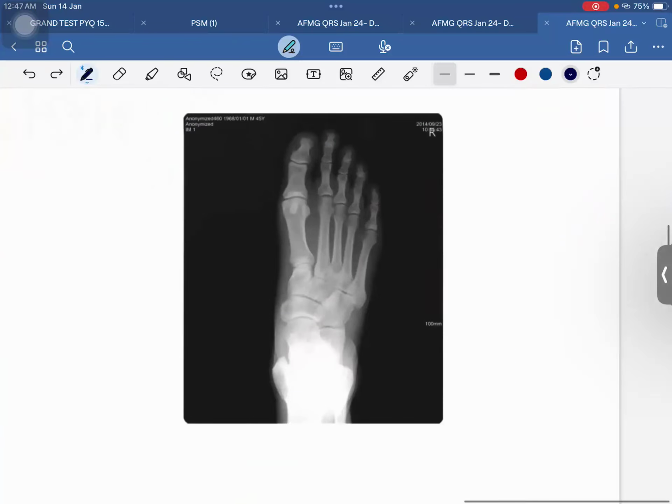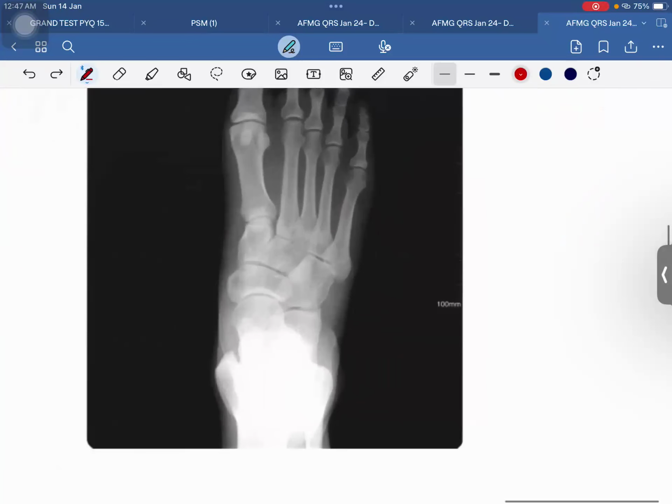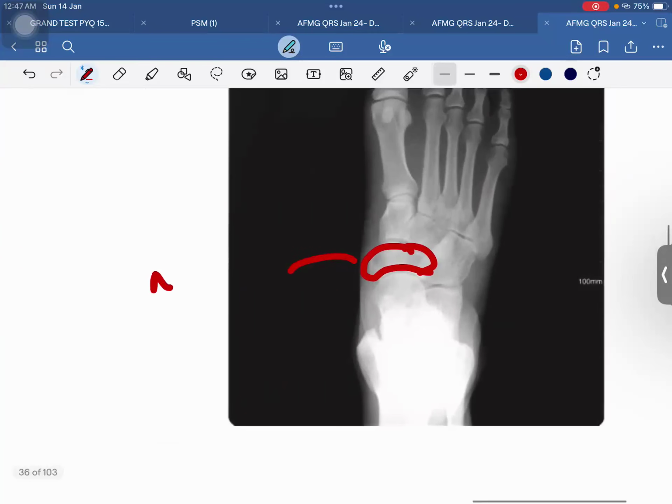This is the X-ray of the foot, beta, which is commonly asked in the examination. You have to remember this boat-shaped bone, which is there, beta. This boat-shaped bone is which tarsal bone? It is nothing else but your navicular bone, beta. It is a navicular bone.